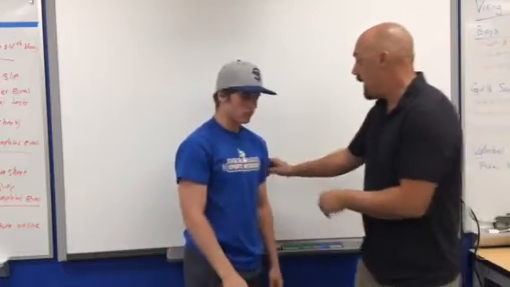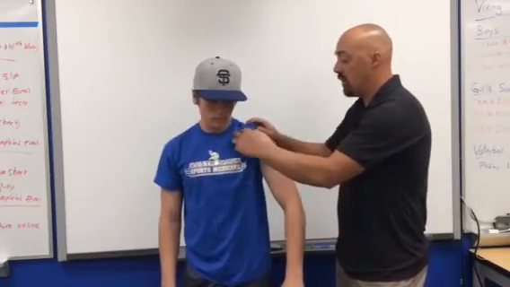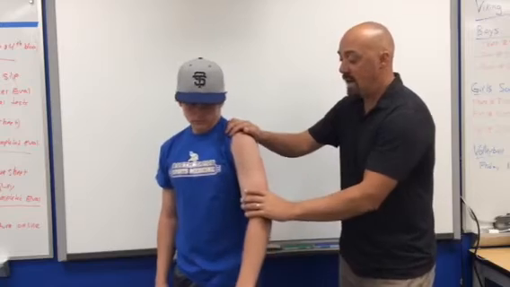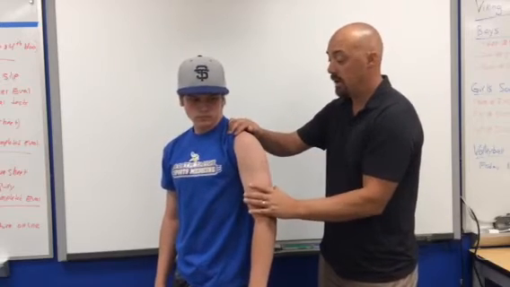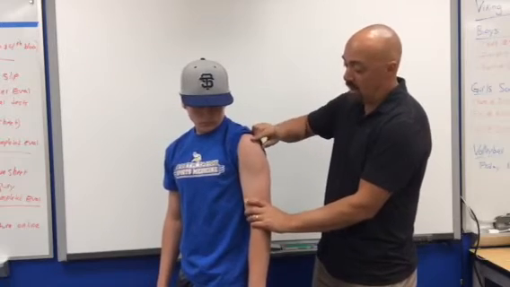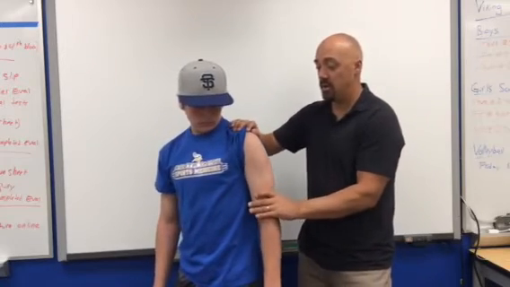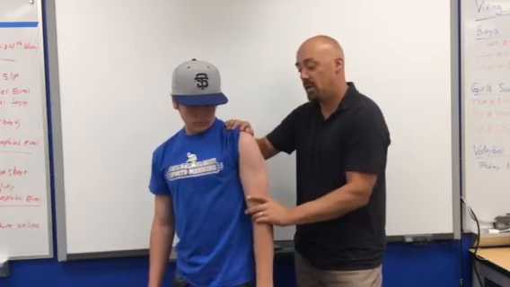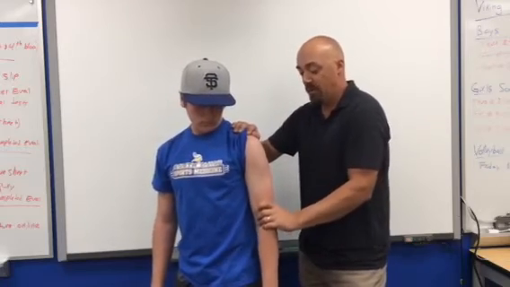Sulcus test. That is to tell for glenohumeral instability if we have a sprain of the ligaments that hold the glenohumeral joint together. So I'm just going to pull down, and what I'm looking for is kind of flattening of the deltoid. And you can see on Travis when I do that, his deltoid is still rounded, so that's negative for the sulcus test.